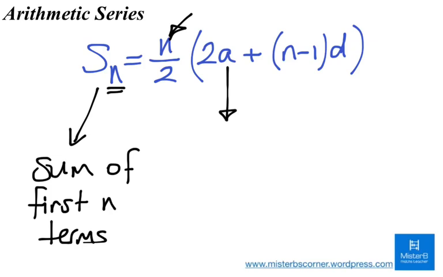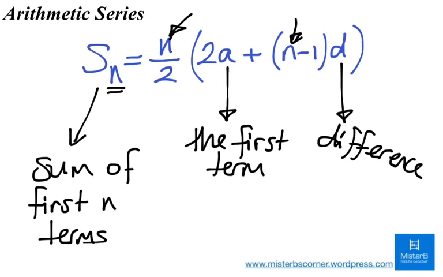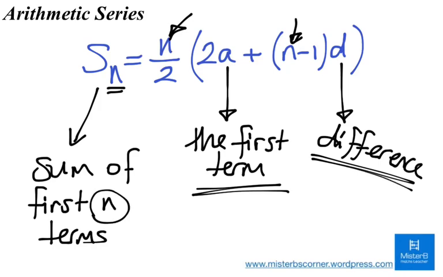a stands for the first term. And here again we have the same n, the same number. And we know what d is, that's the common difference between the terms. So once you know the first term, the difference, and n, which should be given, you can find the sum of these terms, which would be an arithmetic series. Let's look at an example.